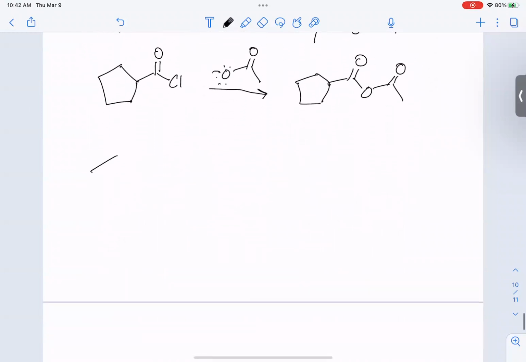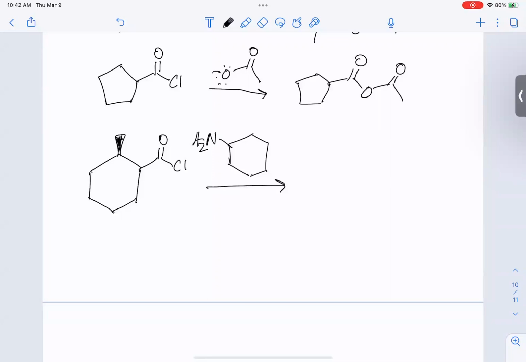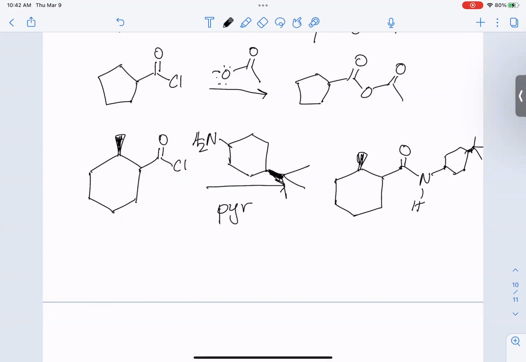When you're trying to make an amide, you will see pyridine present. So the product that you get is an amide.